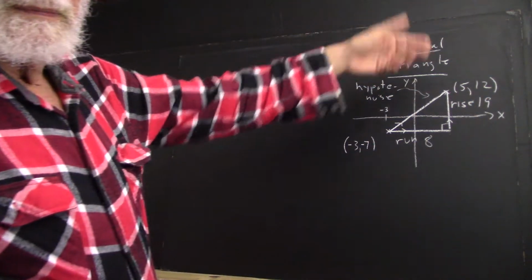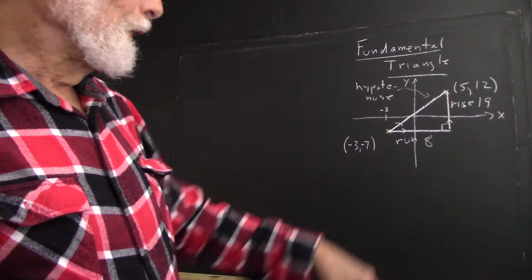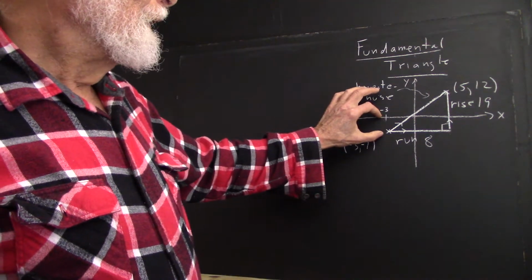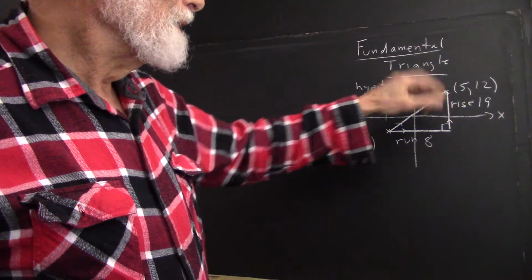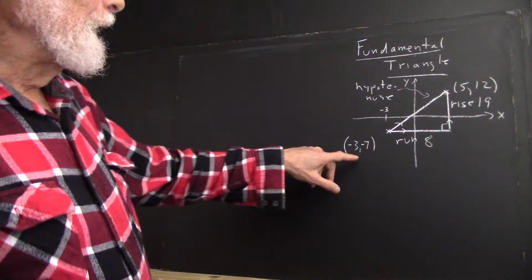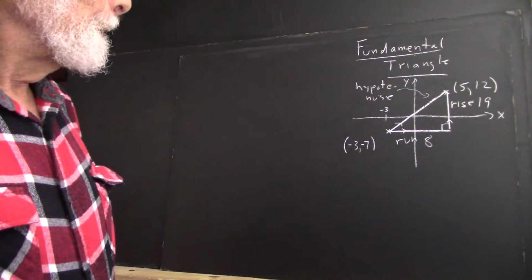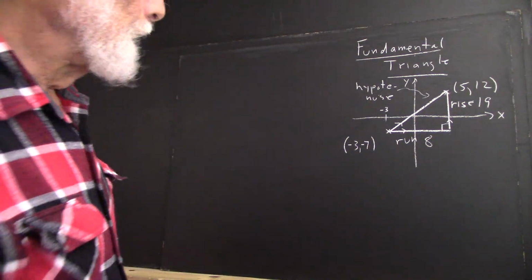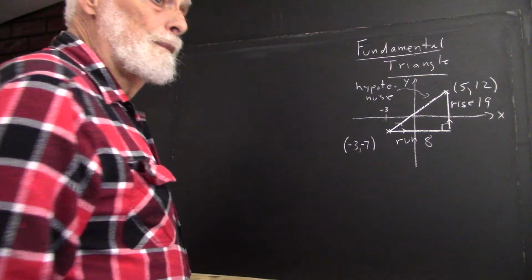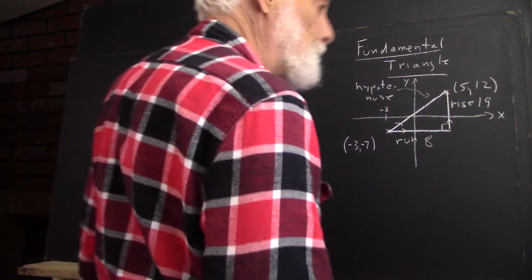Now this graph isn't to scale. Anyhow, there we have it. We have a rise of 19, a run of 8. So now we can say that the slope is rise divided by run.